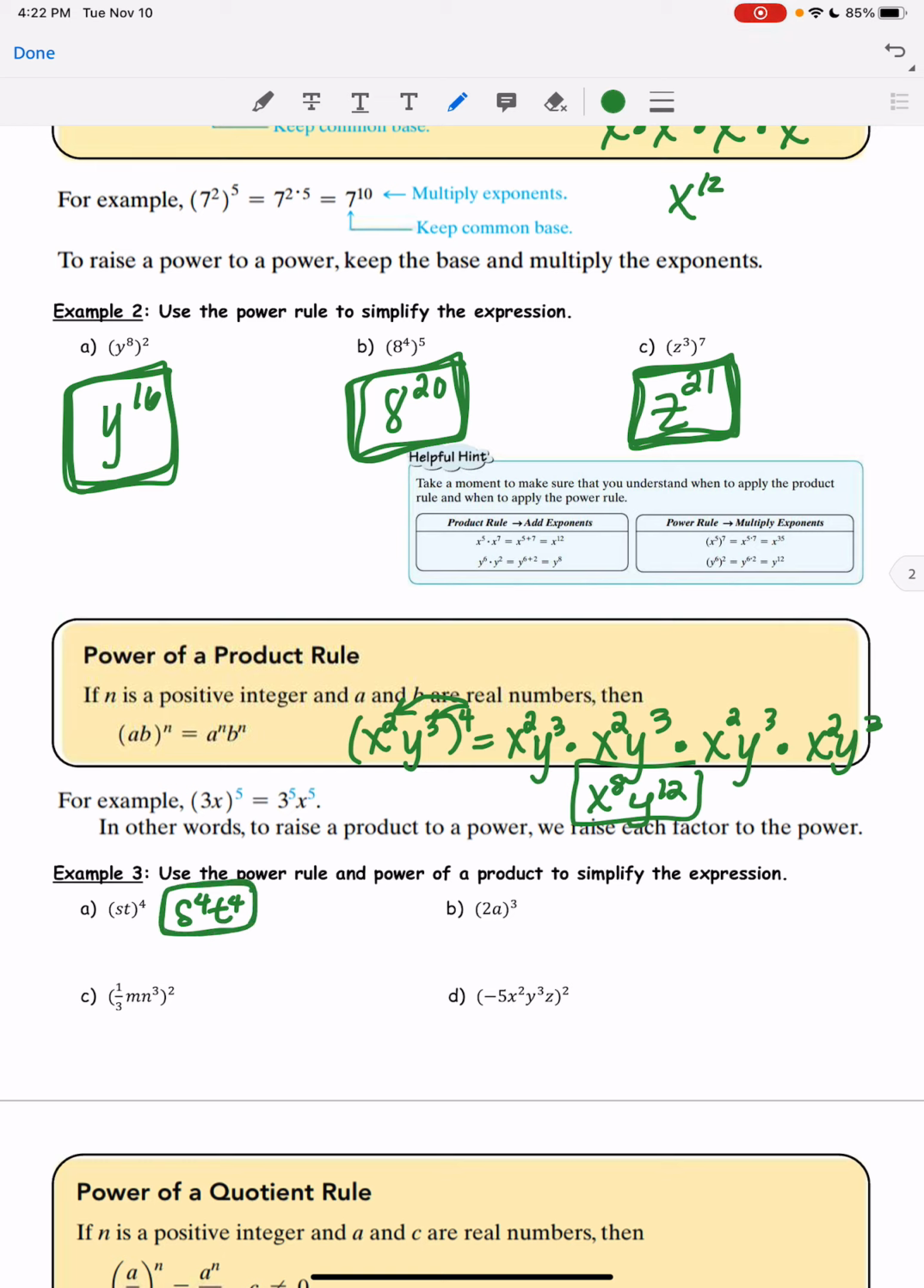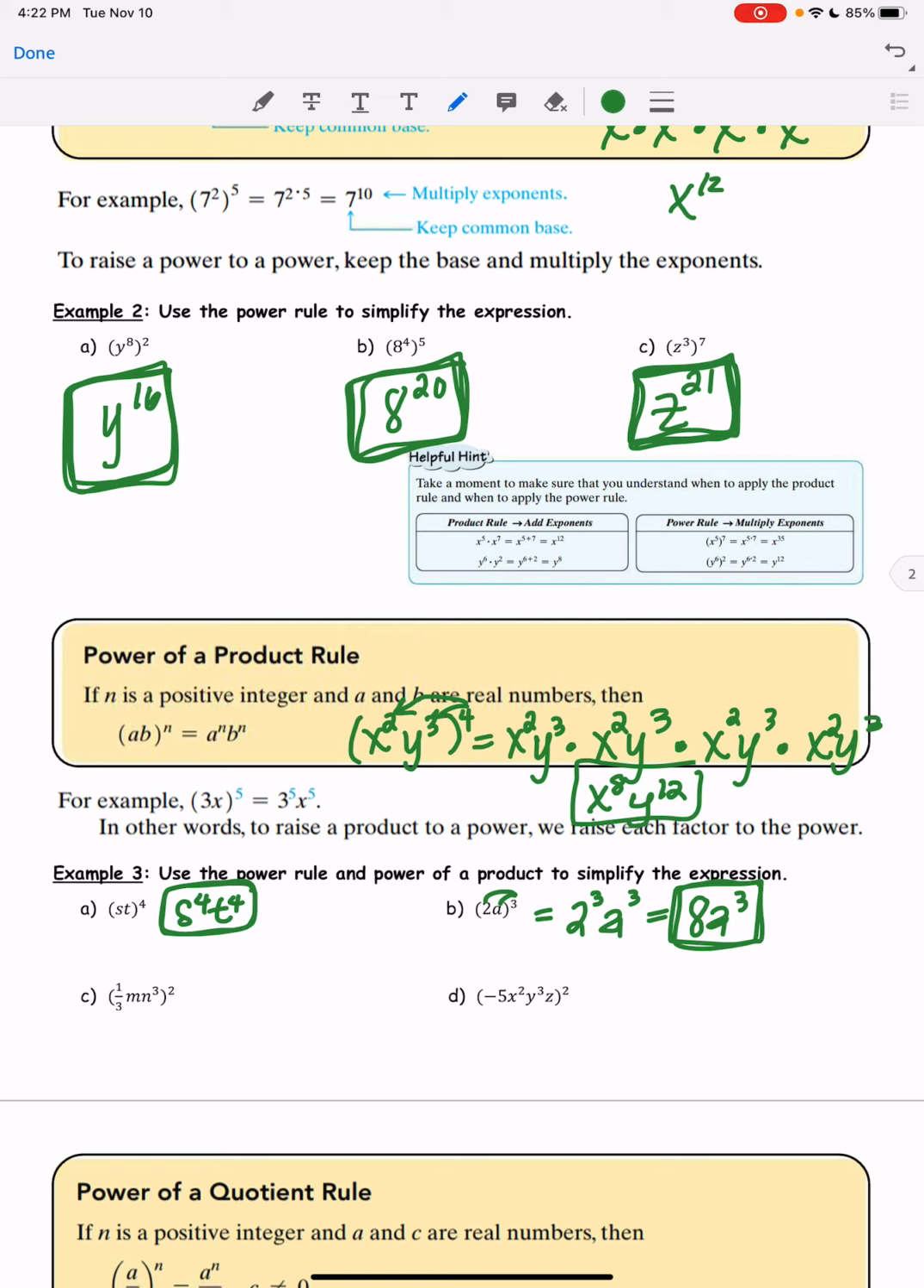On B, it is simple, but you do have to be careful. A lot of times whenever we have a coefficient, we forget to distribute that exponent to it as well. So this becomes 2 cubed, a cubed, and we can simplify this. 2 cubed is 8, so my final answer is 8a cubed.